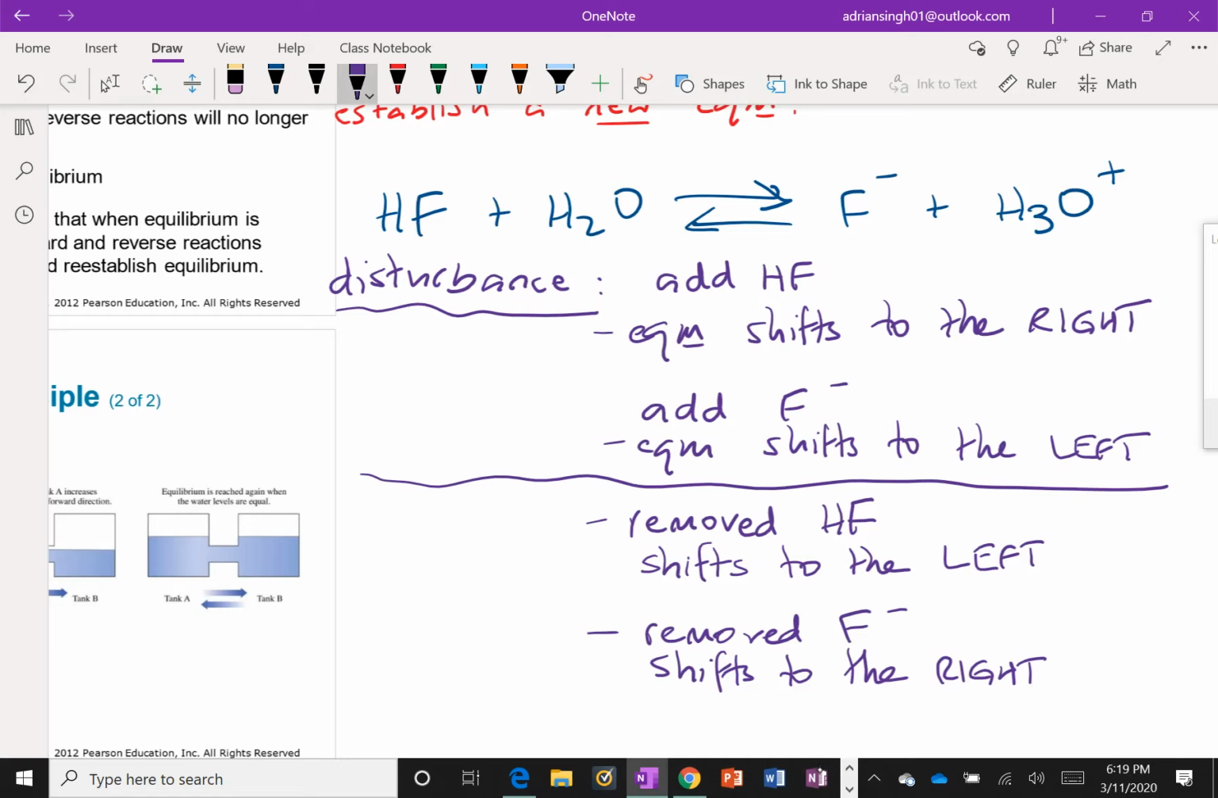There are other things we can do to disturb a system at equilibrium. We're going to limit ourselves in this class to just adjusting or disturbing the concentration of the reactants and products. Either add some more of something, and equilibrium shifts in the other direction, or we take something away and it shifts back in that direction. That's the main point of how we're going to apply Le Chatelier's principle.